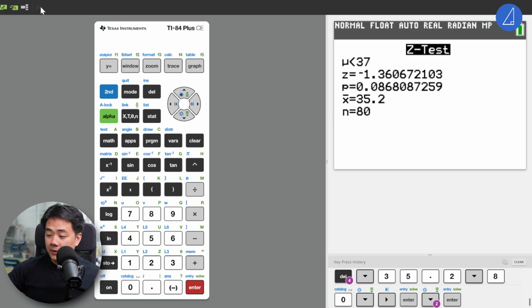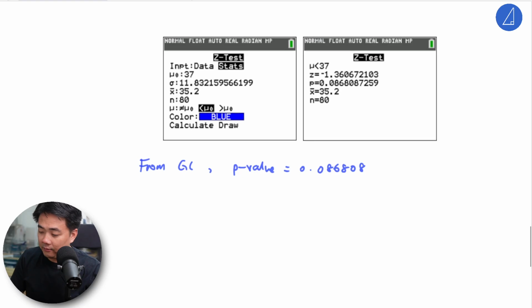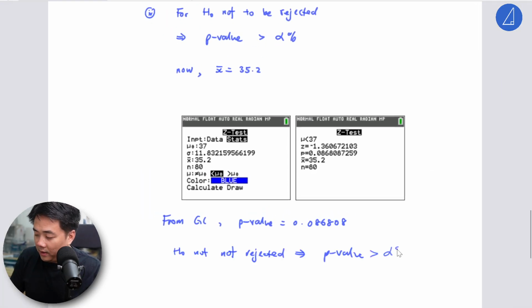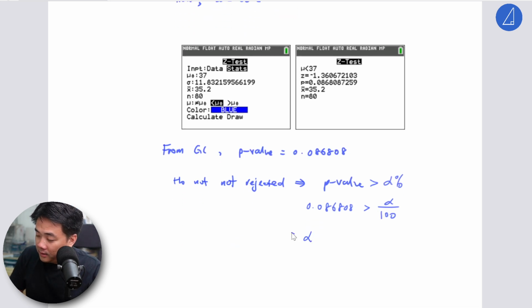Okay, you get the p-value here. Then after that, you just find the p-value. So we know that H naught is not rejected, so the p-value is bigger than alpha percentage. You can get alpha is smaller than 8.68.